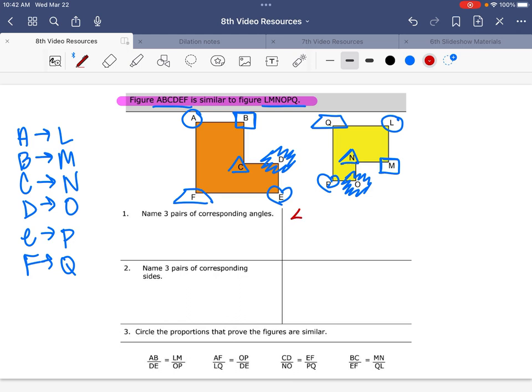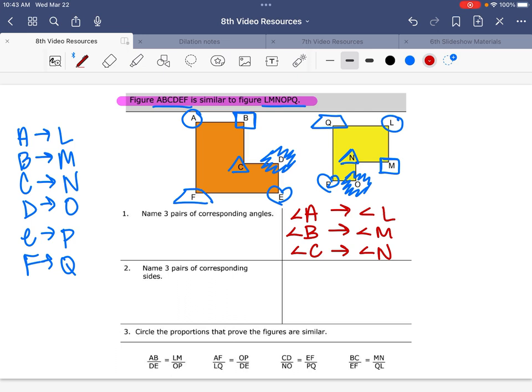So angle A corresponds with angle L. Angle B corresponds with angle M. And angle C corresponds with angle N. So I would recommend that you pause this right now and write the remainder of the corresponding angles. All right, guys. So we know that angle D goes with angle O, angle E goes with angle P, and angle F goes with angle Q.